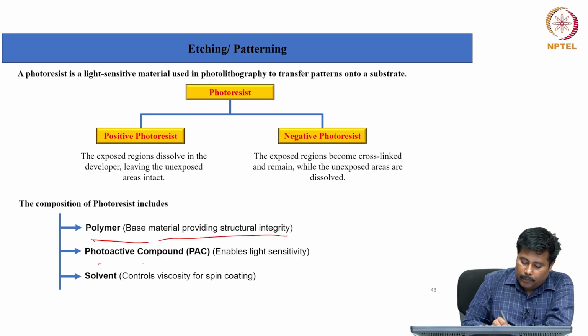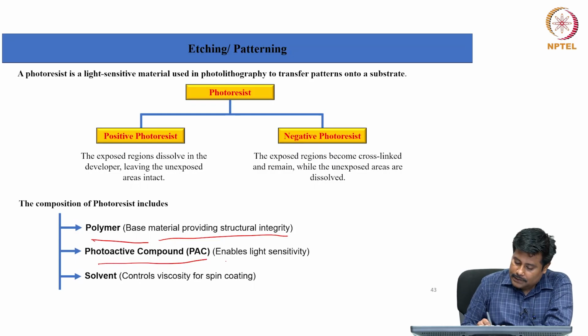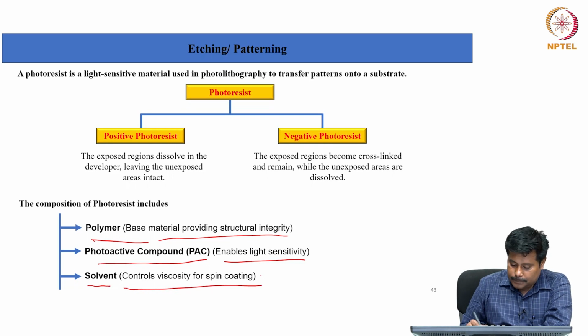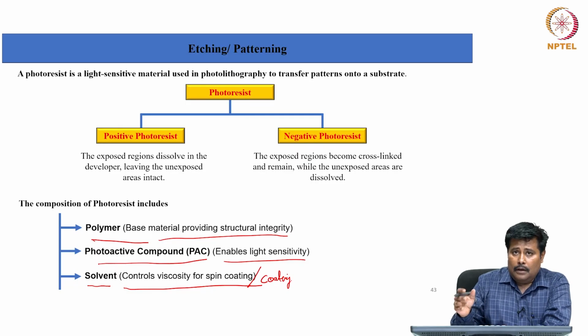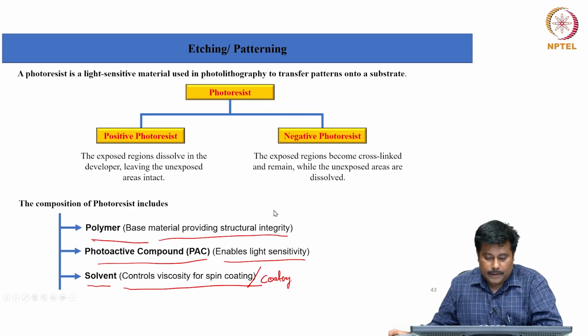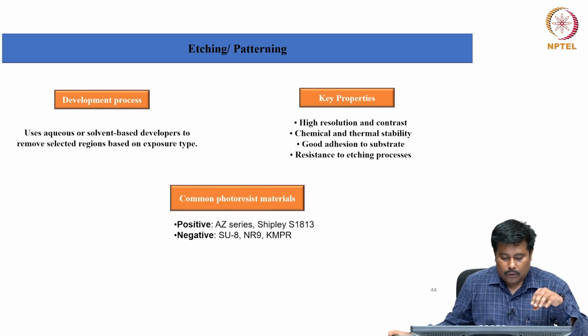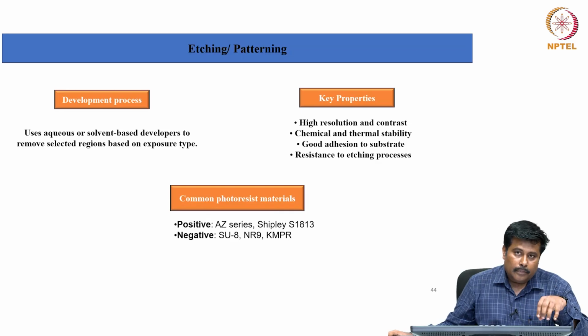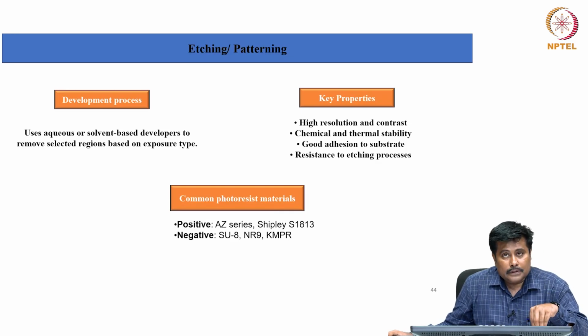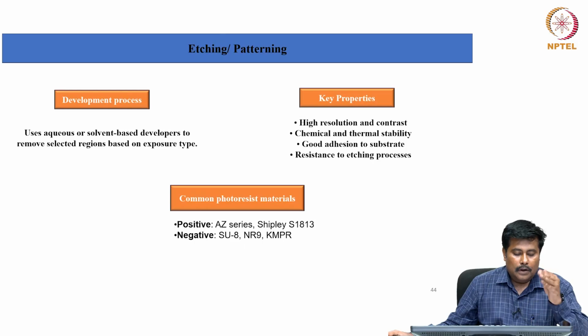The photoactive compound, which we call PAC, enables the light sensitivity. There is also a solvent available. The main function of the solvent is to control the viscosity for spin coating or any other kind of coating, based on the requirements or characteristics. Now, if we look into the overall development process, it uses an aqueous or solvent-based developer to remove the selected region based on the exposure type.